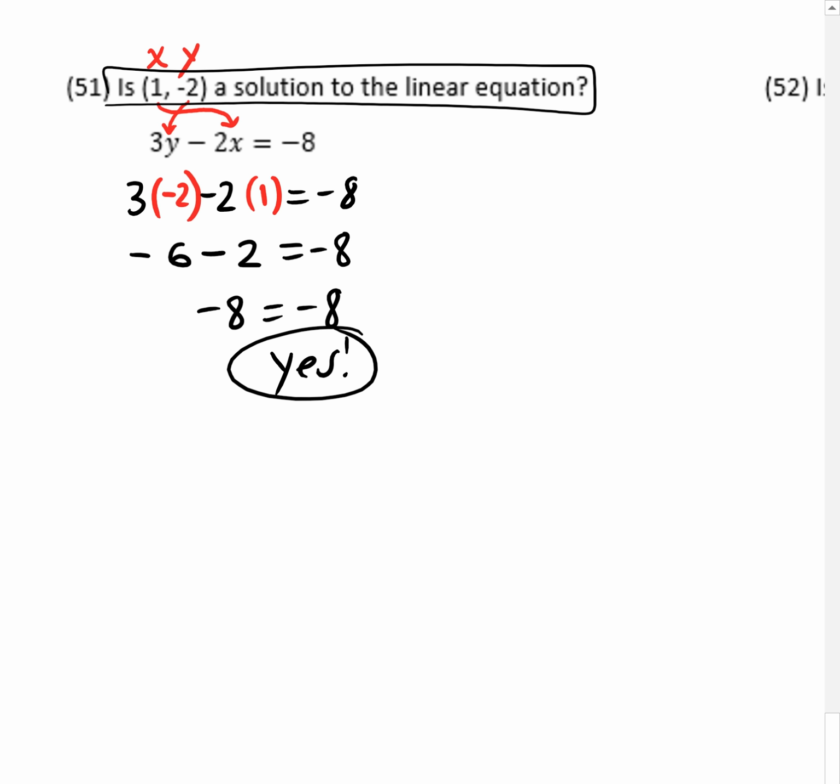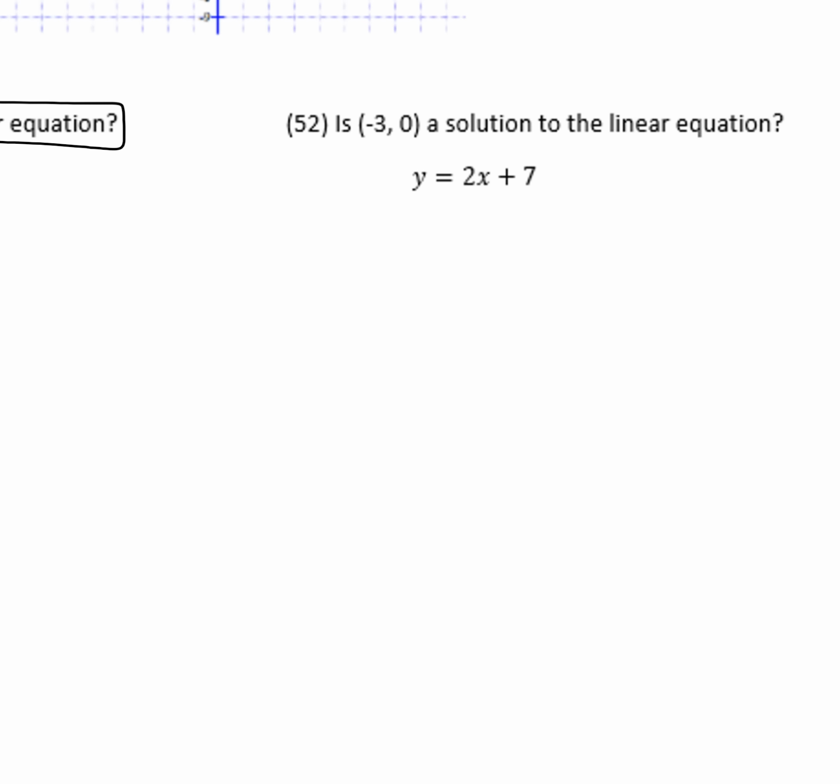All right, how about the next guy? Number 52, same kind of thing. Is the point negative 3, 0 a solution to the linear equation y equals 2x plus 7? So know that negative 3 is the x value, 0 is the y value. So 0 is going where y was, and negative 3 is going where x was.